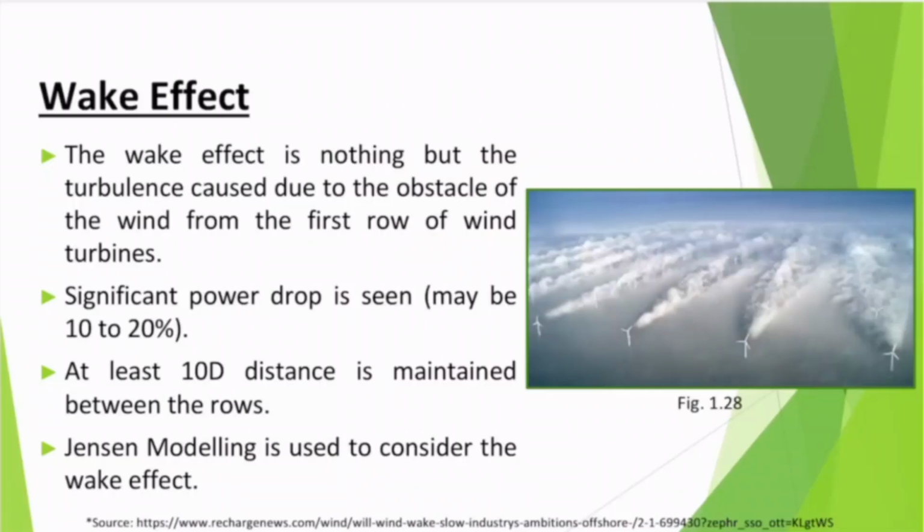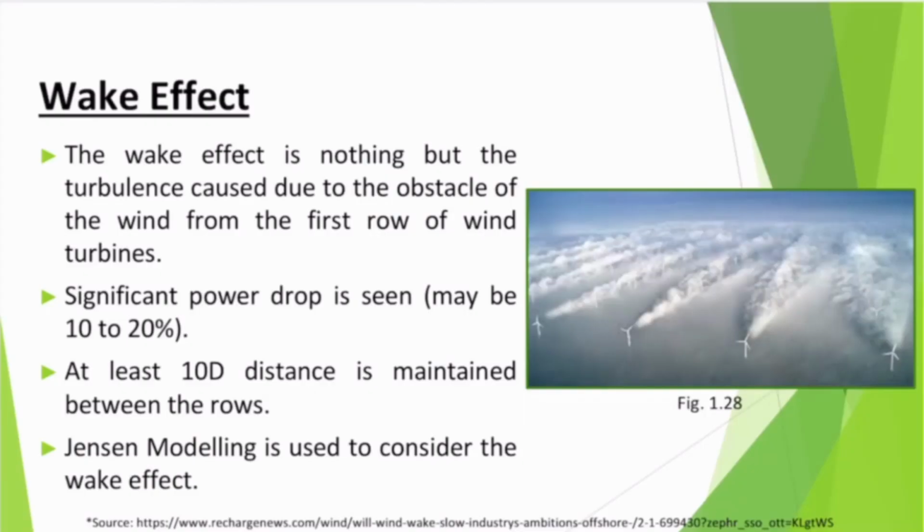Okay, so what is the wake effect? You can see from the diagram many wind power plants are covered by wind flow being disturbed by one of the power plants. The wake effect is nothing but the turbulence caused by the obstruction of the wind from the first row of wind turbines. So if you have n wind turbines in different rows, the first wind turbine will disturb the second, and the second will disturb the third. The wind speed which is available smoothly to the first one is not available to the second one, because it creates turbulence around it.